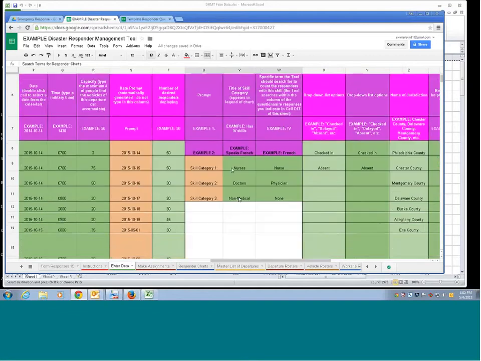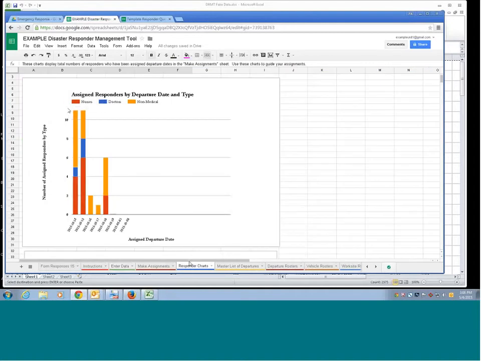All right, and in this column you have some boxes you need to fill in. So skill category 1, skill category 2, and skill category 3. In this one, it's the title of the skill. So in this case, it's nurses, doctors, and non-medical. And these 3 form the labels in the key here. So nurses, doctors, non-medical. But recognize how this works.